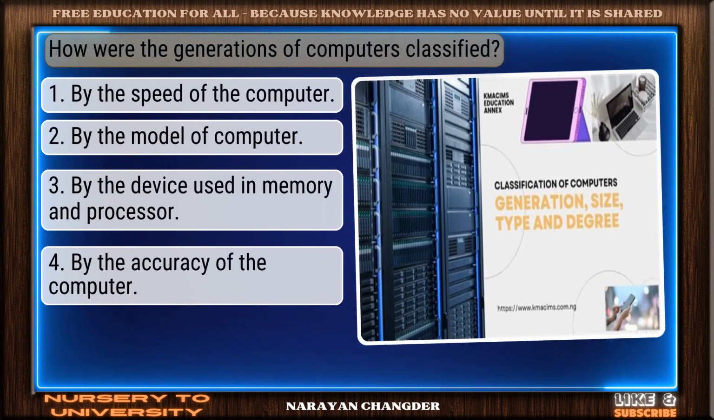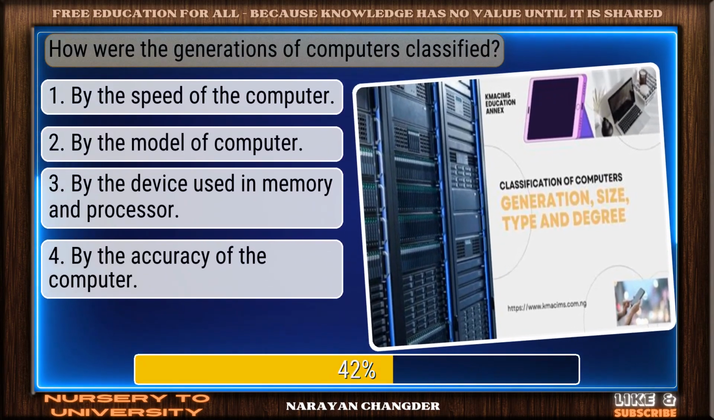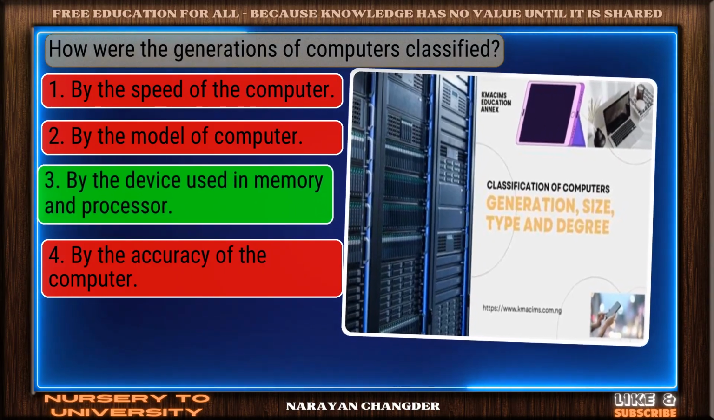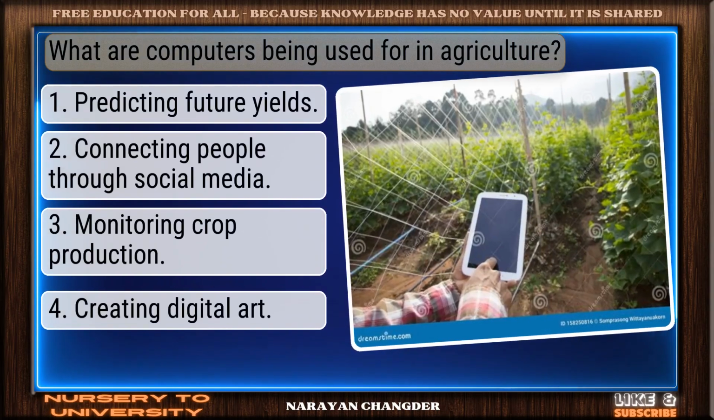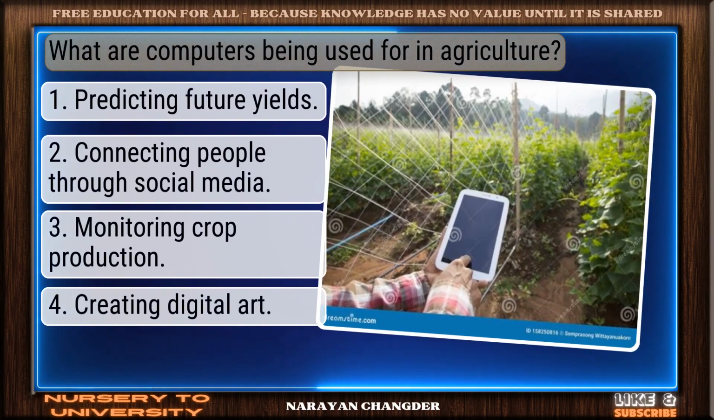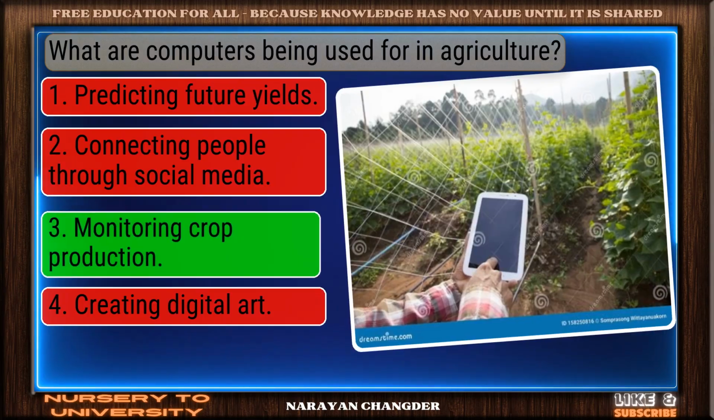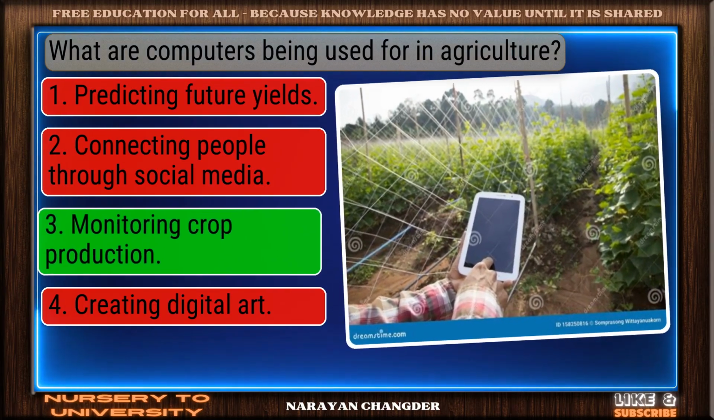Question number 11. How were the generations of computers classified? Good thinking. By the device used in memory and processor is the right answer. Question number 12. What are computers being used for in agriculture? Right choice. Monitoring crop production is the best answer.